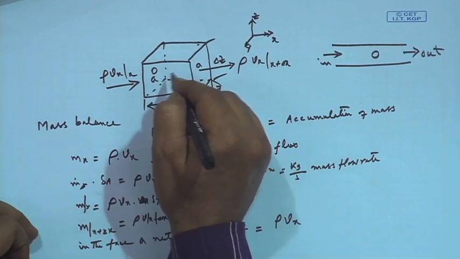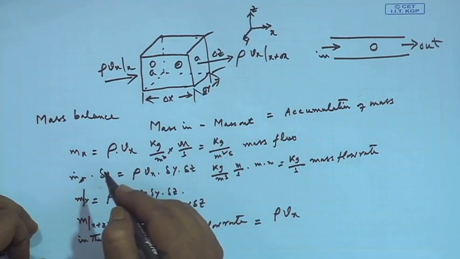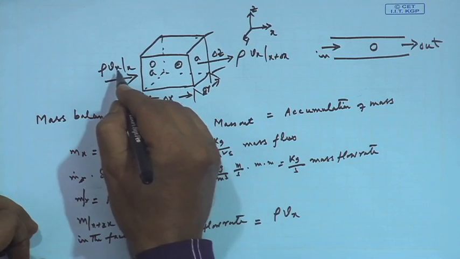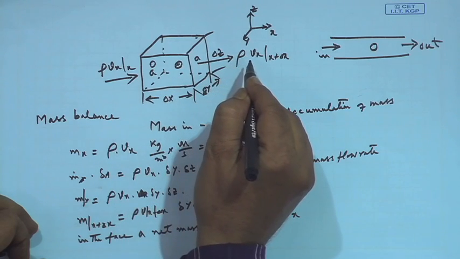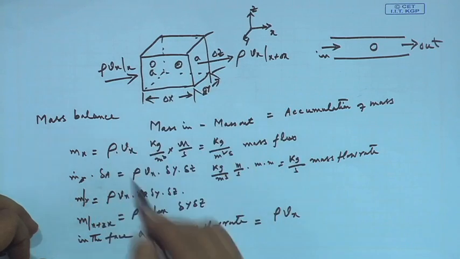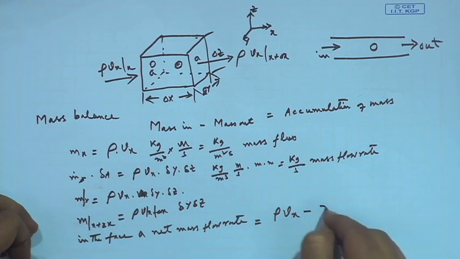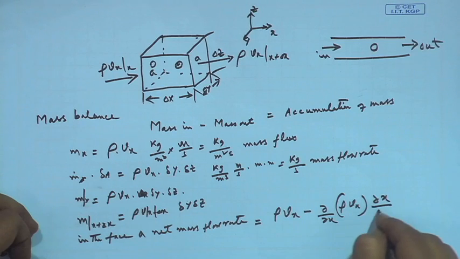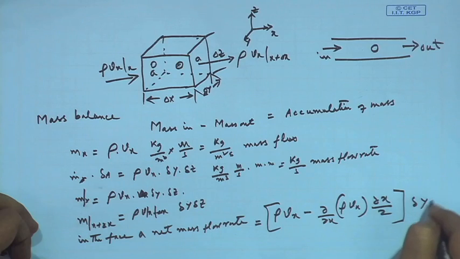Now, if we assume that our center is here, and we do the balance on this point, whatever is coming here, some will be accumulated and some will go out. In that case we can say this is rho Vx minus del x of rho Vx into del x by 2, times the area, that is del y del z.